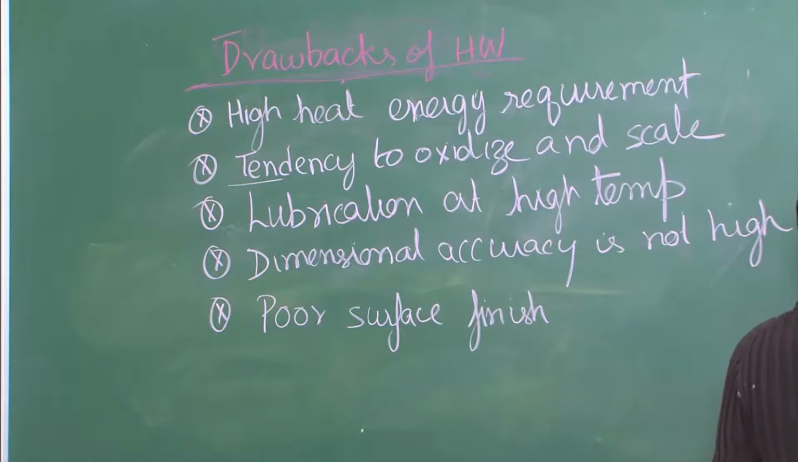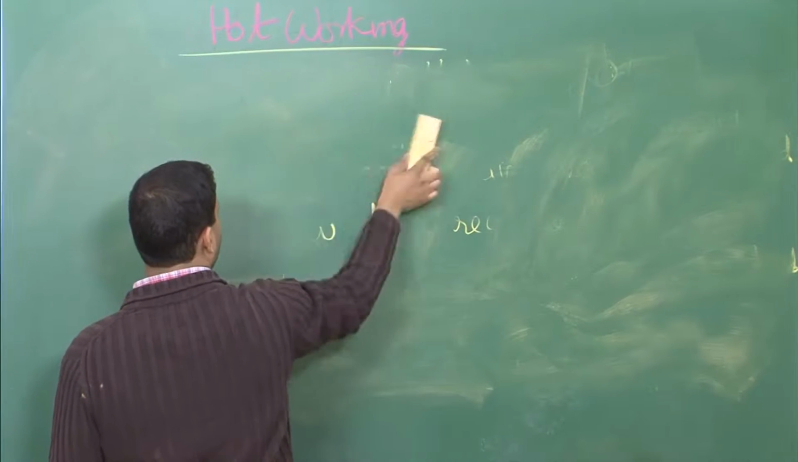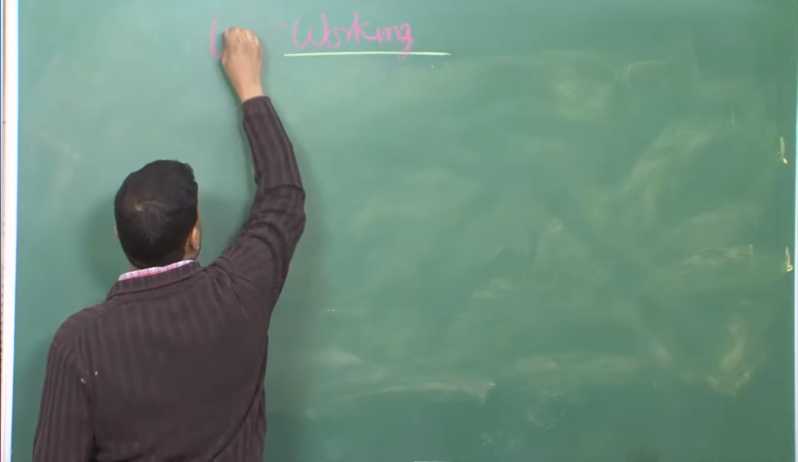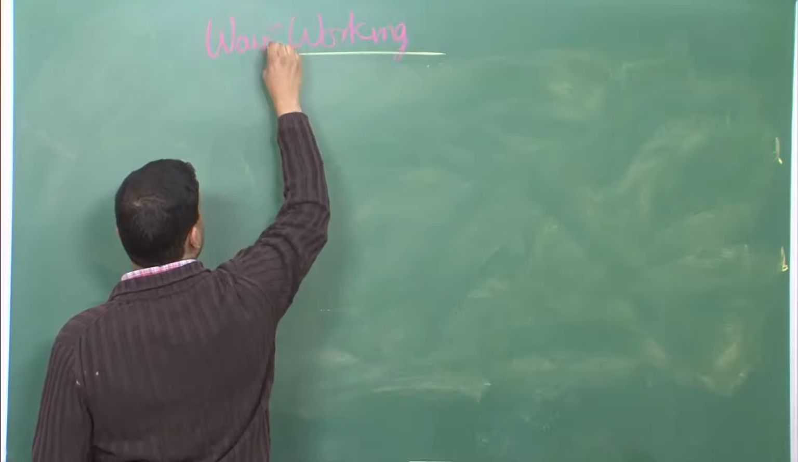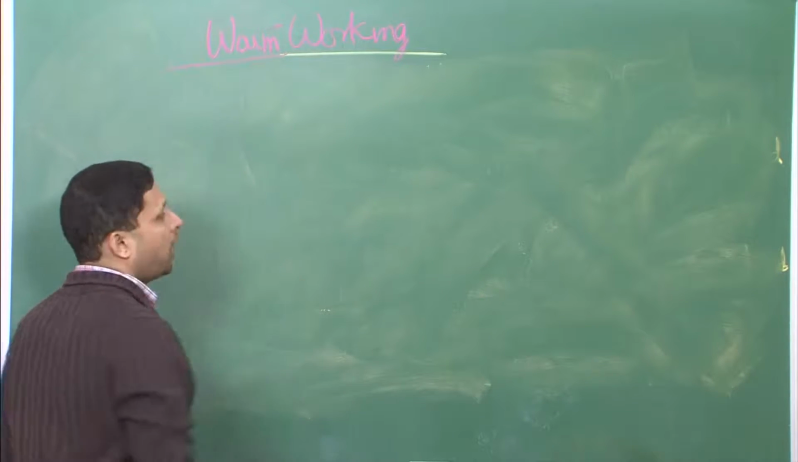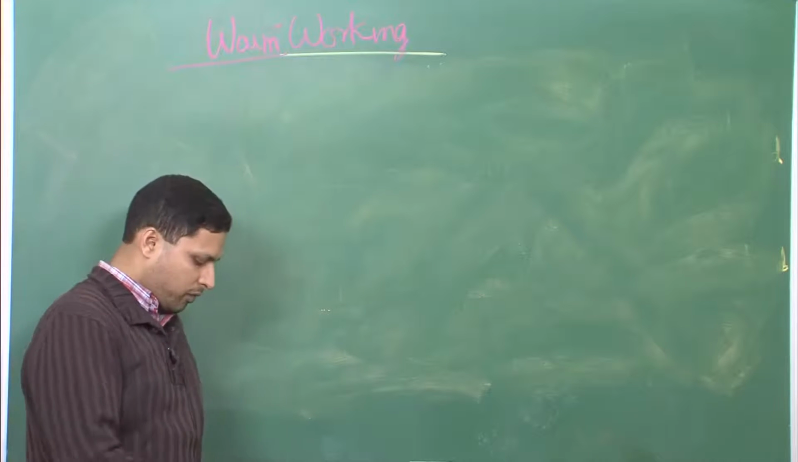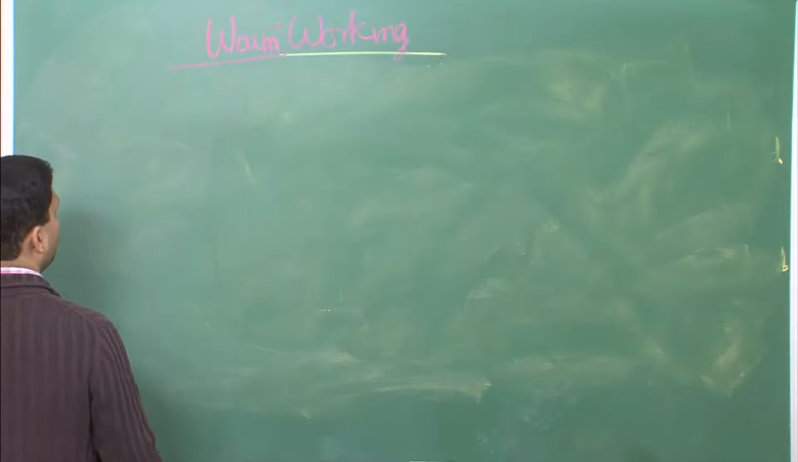warm working. Of course, there is a microstructural origin to that. We know that at this intermediate temperature, which we call the warm working zone, a phenomenon called recovery takes place. So, the compromise between hot working and cold working is warm working. And what are the advantages of warm working?